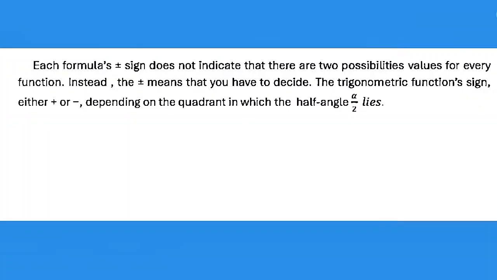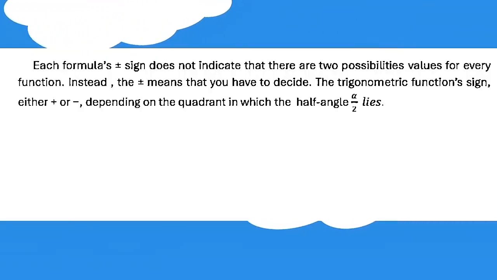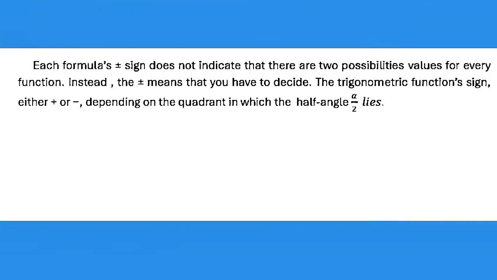In each formula, the plus or minus sign does not indicate that there are two possible values for every function. Instead, the plus or minus means that you have to decide the sign of the trigonometric function, either plus or minus, depending on the quadrant in which the half angle alpha over 2 lies.